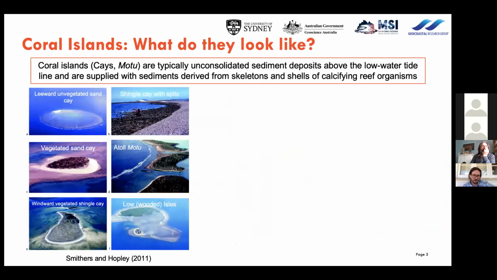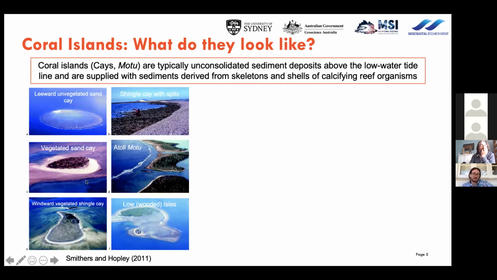So what do islands look like? They're a diverse bunch. Some are made of sand, some are made of rubble. Some may be vegetated, some aren't. Depending on the reef type, you might have, for instance, a motu, which forms on an atoll reef. You might have mangrove or wooded islands as well. So straight away you can tell that their shapes and sizes also vary quite considerably.